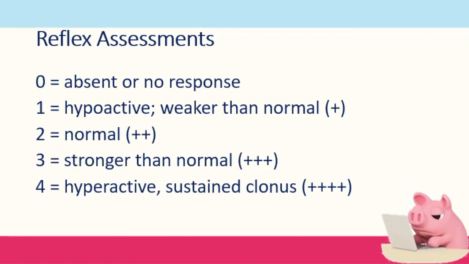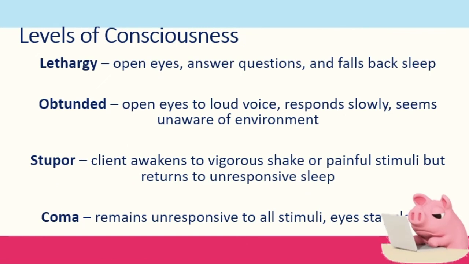Okay, so class, for the assessment of reflexes, this is the scoring mechanism that we are following, a score of 0 to 4 plus. And then class, for the levels of consciousness, you have lethargy, obtunded, stupor, and coma. Okay, so let's look at obtunded. The patient will open the eyes to a loud voice. They would respond slowly and seem to be unaware of the environment. On stupor, class, you could awaken them with a vigorous shake. However, later on, they become unresponsive. They return to unresponsive sleep.